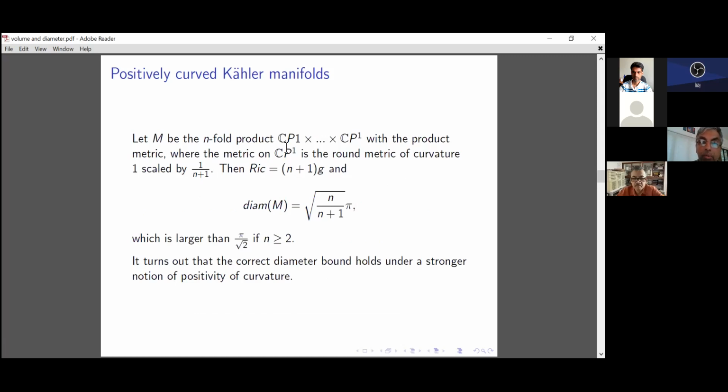But a simple Pythagoras theorem computation shows that the diameter is square root of n over n plus 1 times pi, which is larger than the expected diameter, that of CPN, if n is bigger than or equal to 2. So this shows that just this Ricci curvature bound will not do in the Kähler case. But the expected bound does hold under a stronger notion of positivity of curvature.